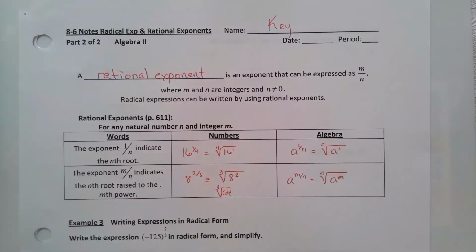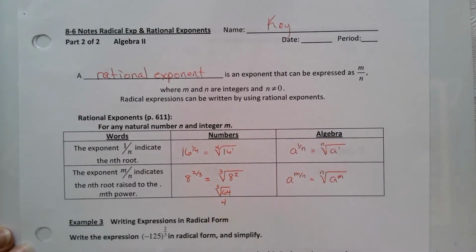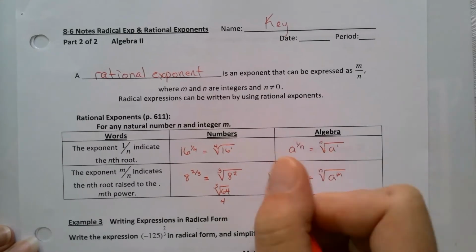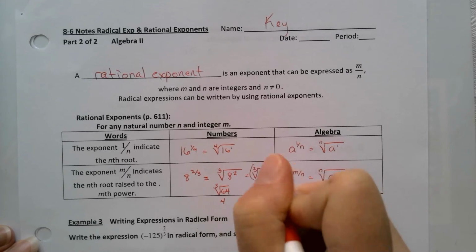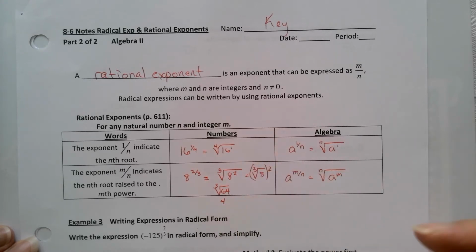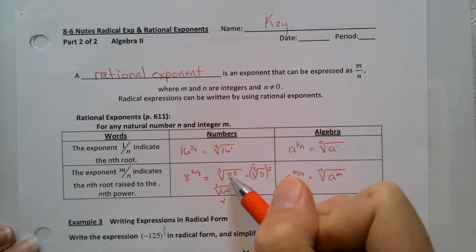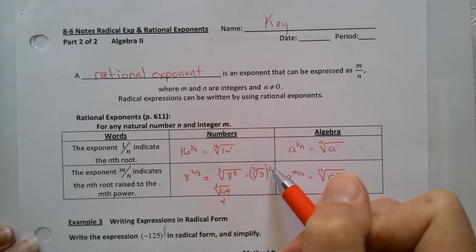Perfect. So I get an answer of 4, just like the calculator had said. Now, the other way I can look at this is it's equivalent to saying it's the cube root of 8 all to the power of 2. So it does not matter whether your power is on the number or it's outside of the root.